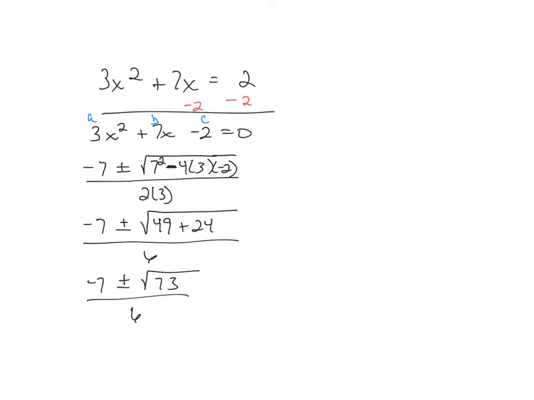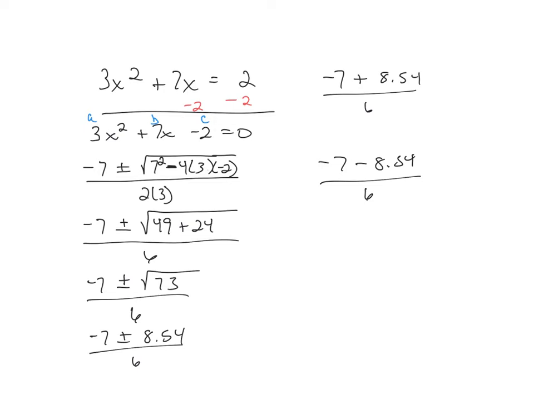Okay, so again, I need to figure out what's the square root of 73. 8.54. Okay, so negative 7 plus 8.54 over 6, and negative 7 minus 8.54 over 6.